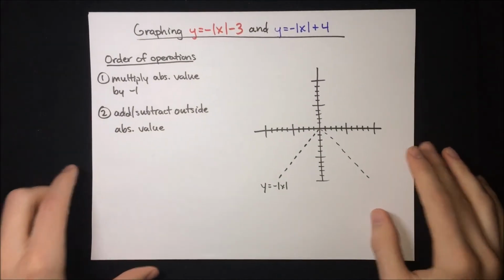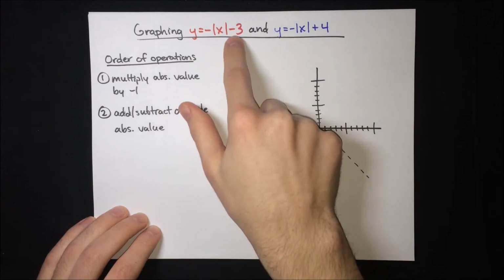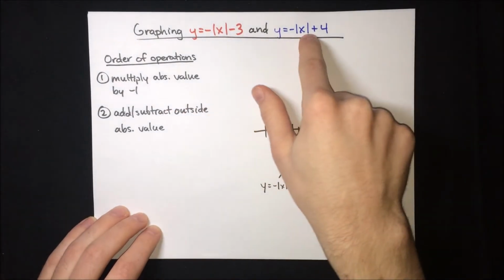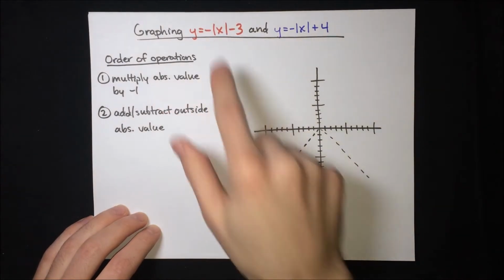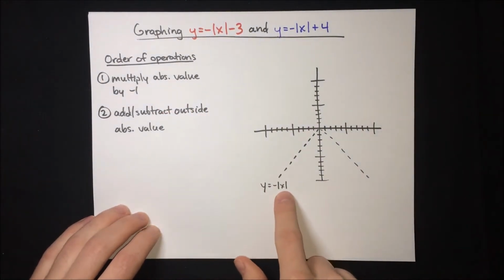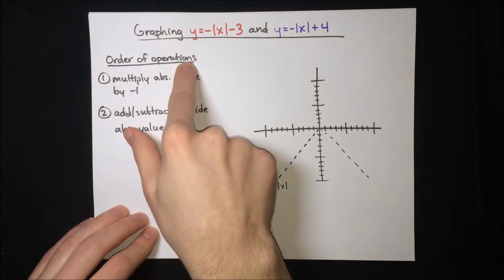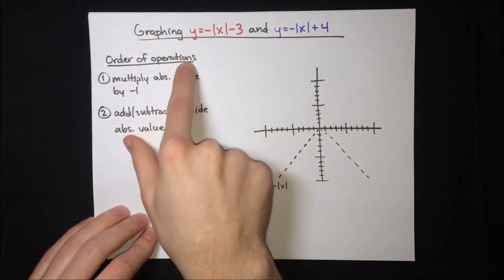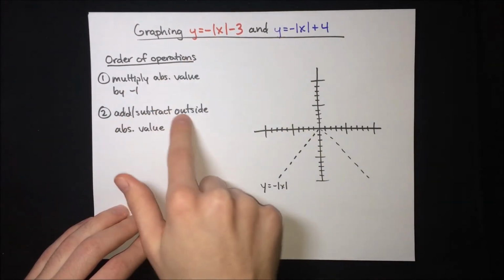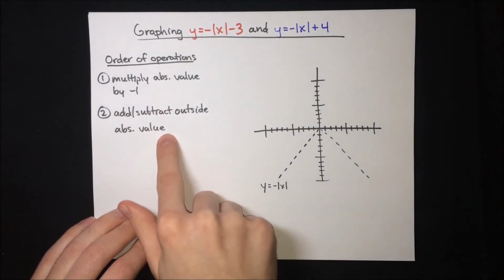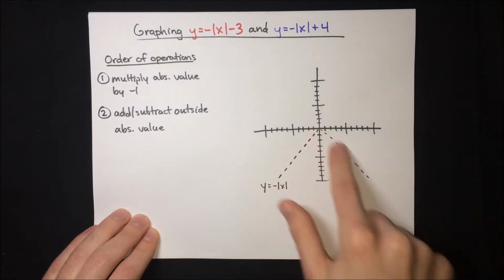Let's tackle some more complicated equations, where we also have a constant that's added or subtracted from the absolute value. To graph these, we're going to start off with the graph of y equals negative absolute value of x, because we need to follow the order of operations. Order of operations tells us that we first have to multiply the absolute value by -1, and then we can add or subtract outside the absolute value.